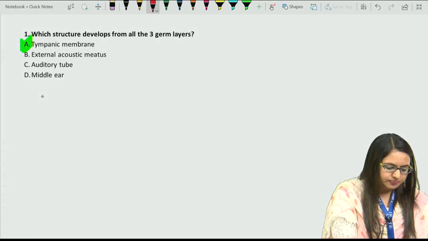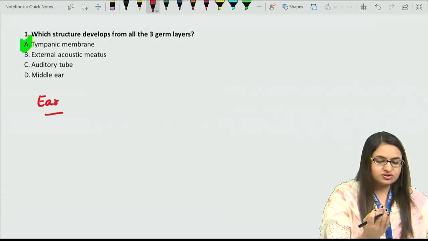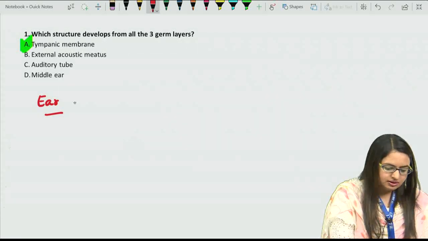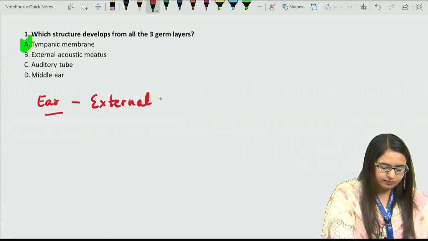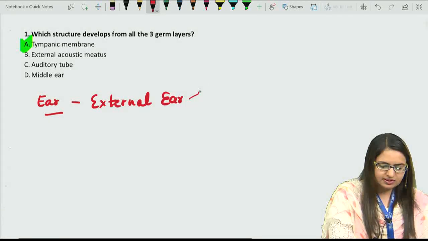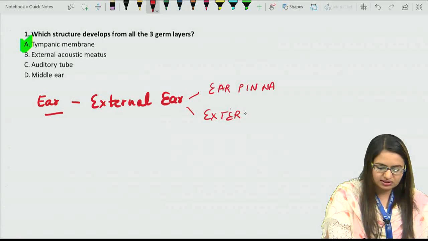If we see in the ear, we have three portions. First is the external ear, then we have the middle ear and then the inner ear. When we see the external ear, it consists of the ear pinna and it has the external acoustic meatus or the external acoustic canal.